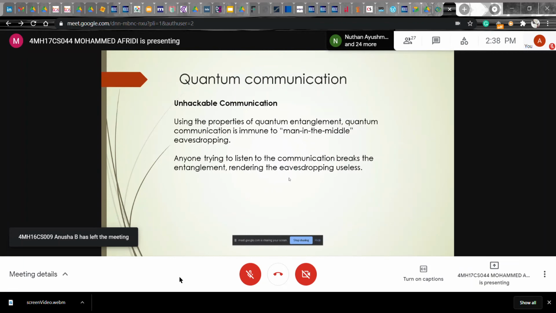Even if the hacker has a quantum computer and tries to communicate between two qubits, the entanglement breaks down and the information is useless to him.